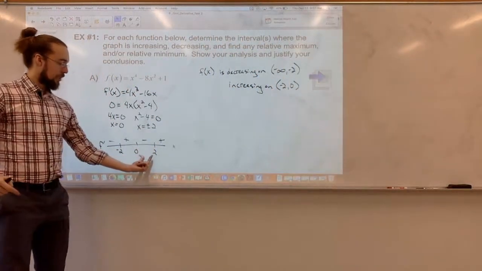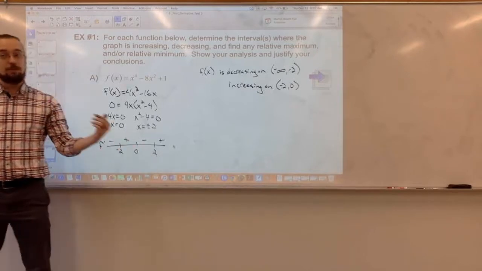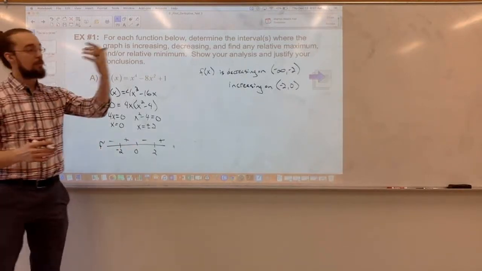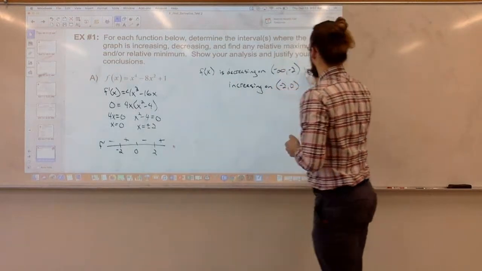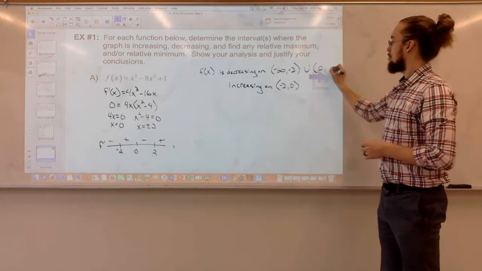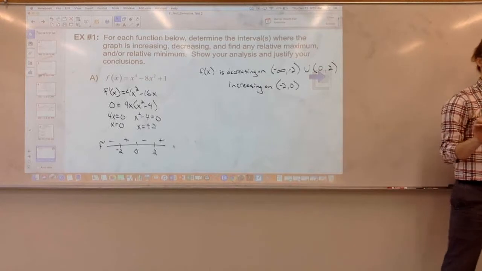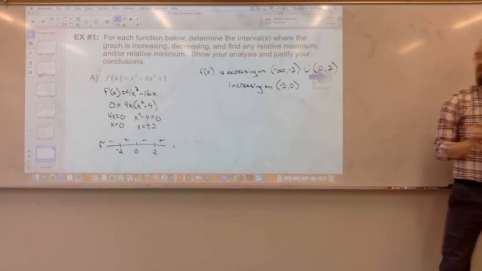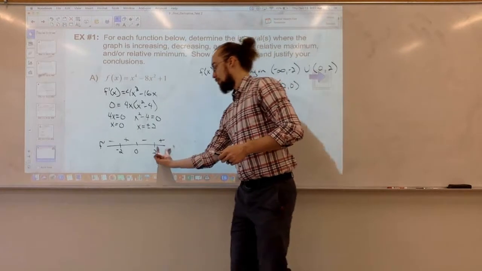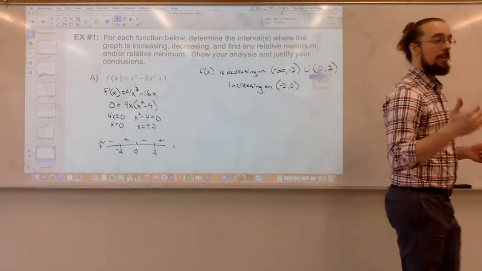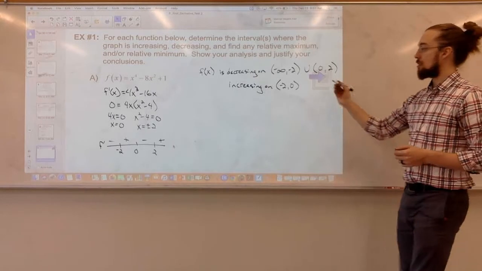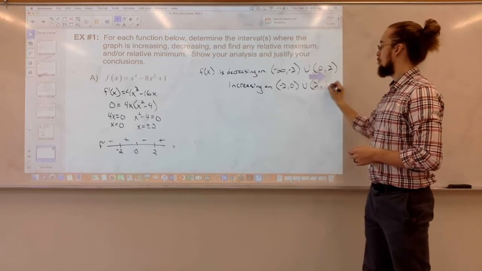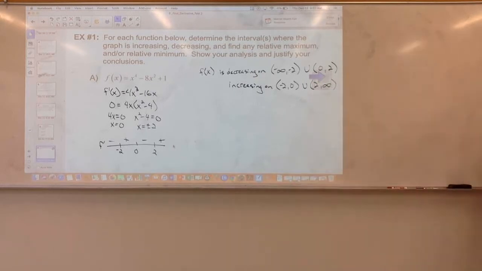Then again from 0 to 2, my derivative is negative. That means my original function is also decreasing on the interval 0 to 2. Then my final interval, my derivative is positive. That means my original function is increasing on the interval 2 to infinity. Okay. We okay with that so far?